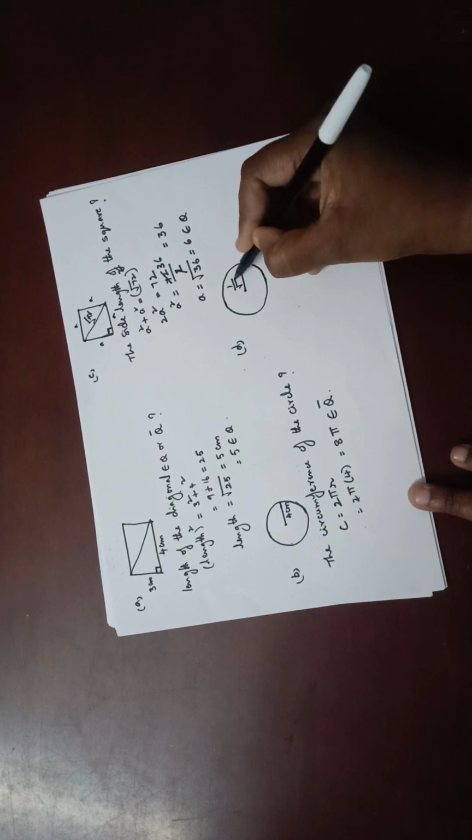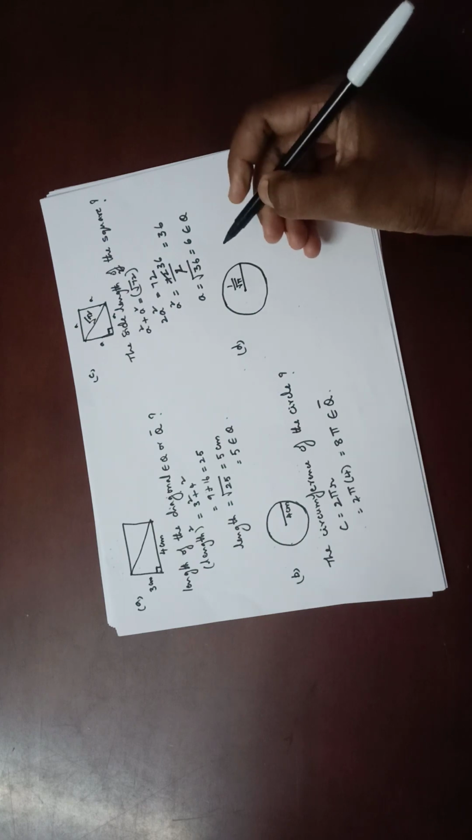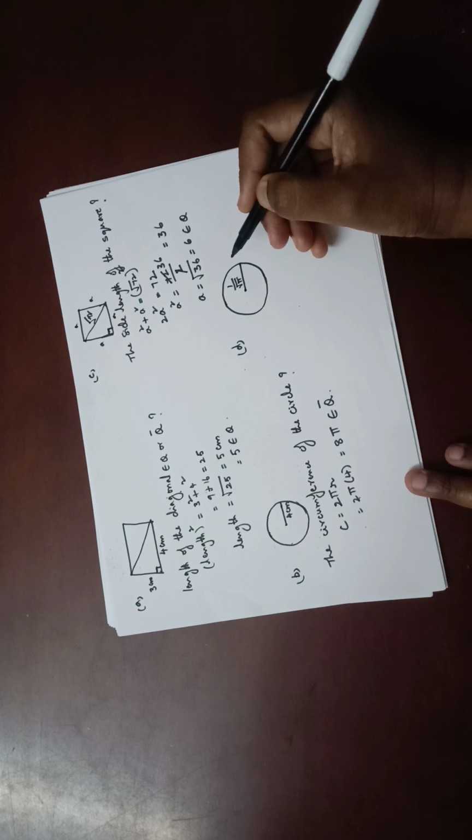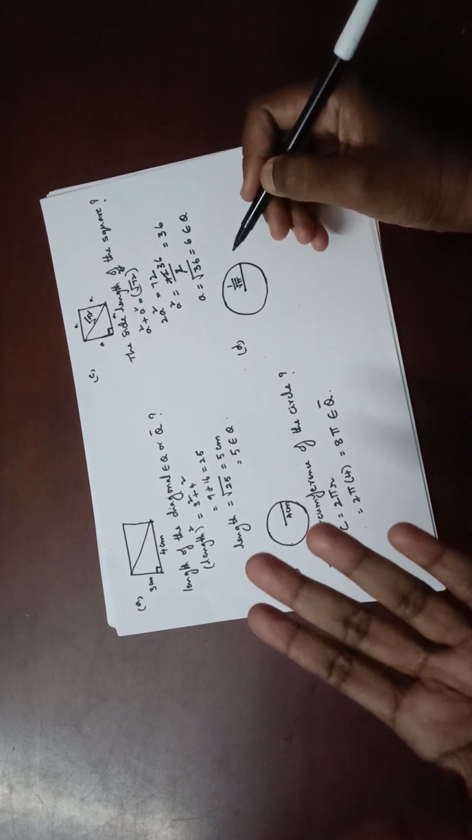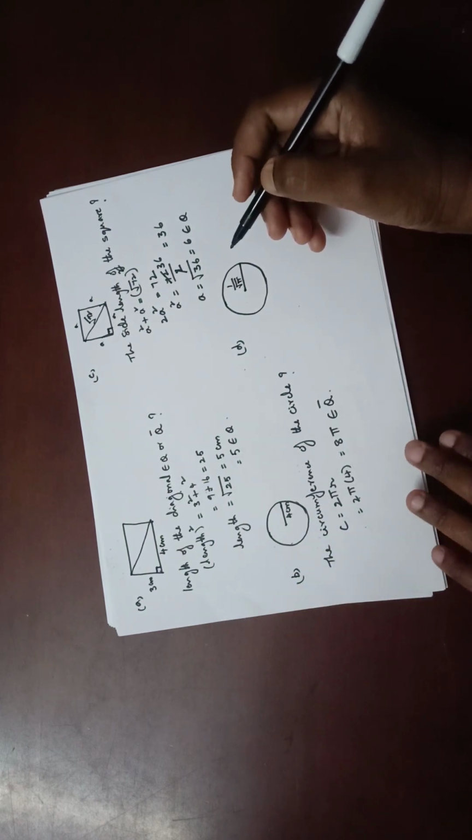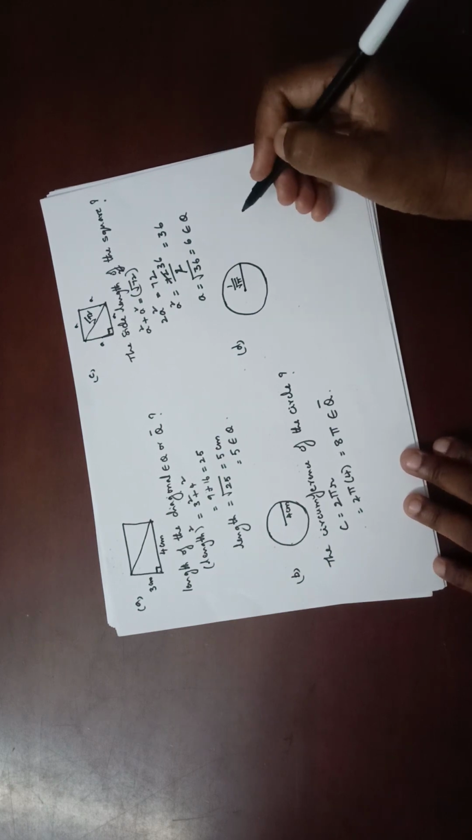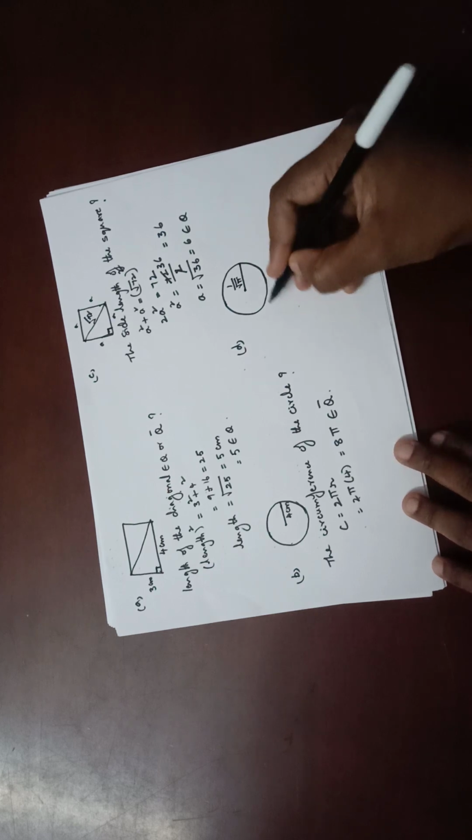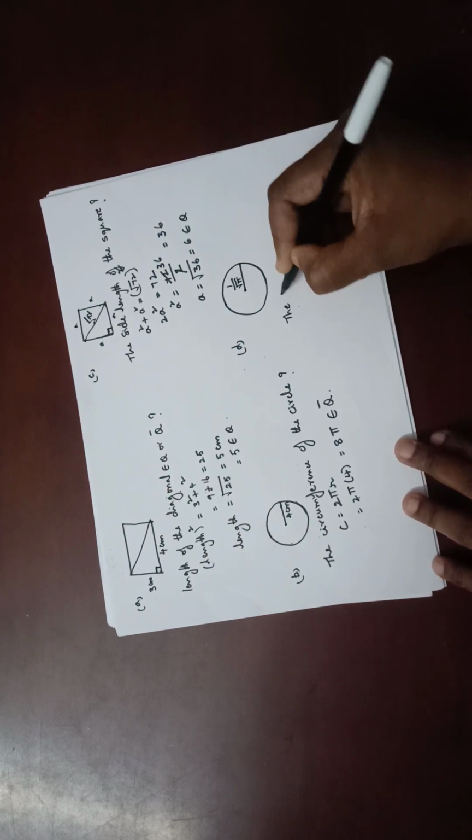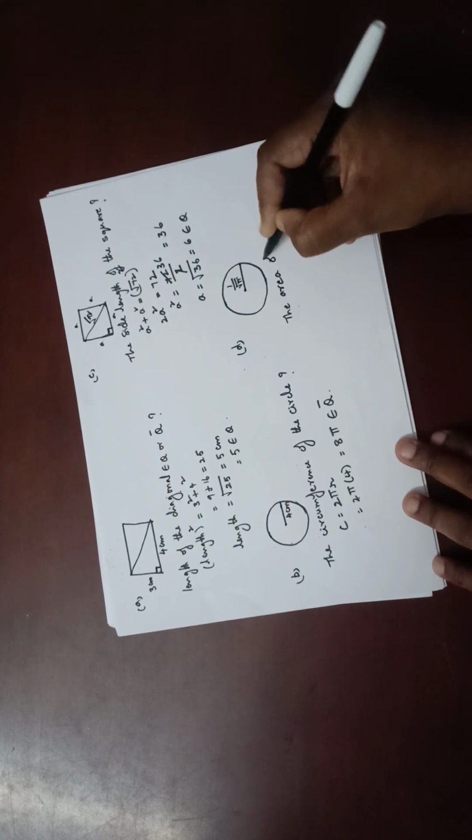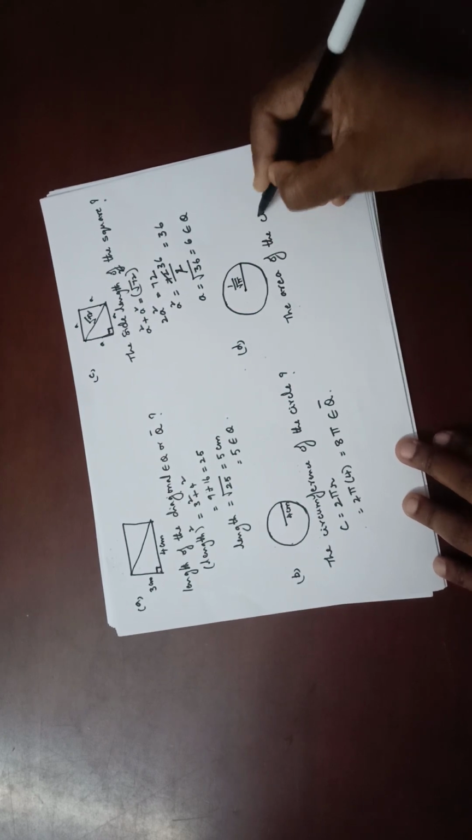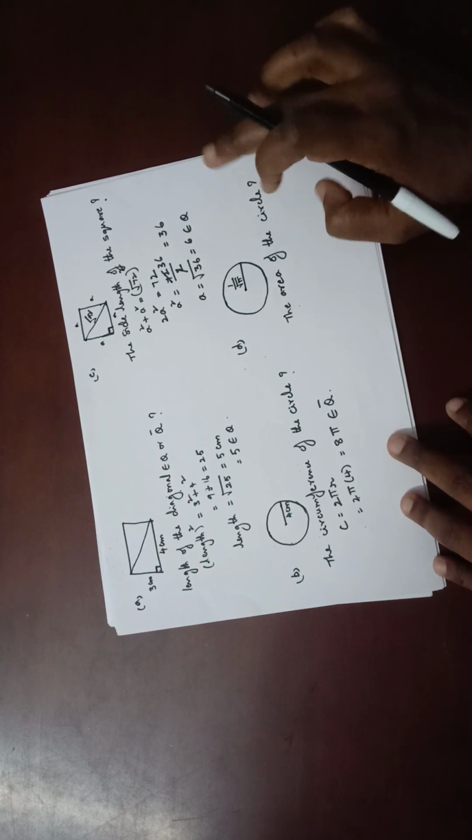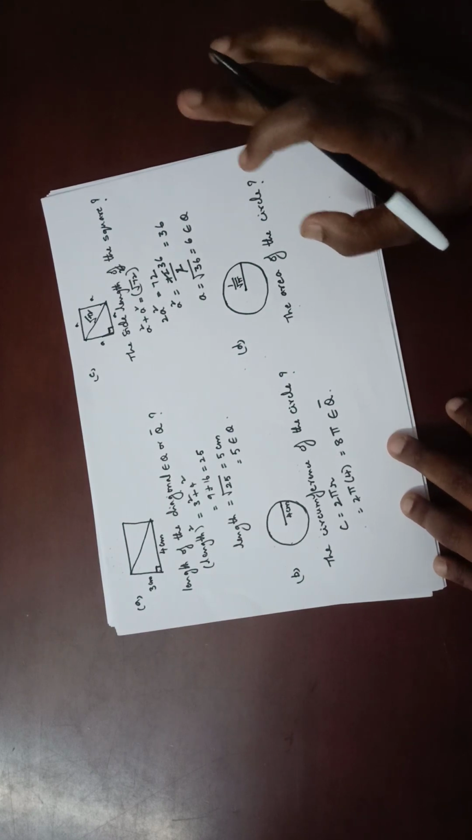Given that 1 by root pi is the radius, the question is: you should find out the area of the circle. Is that area of the circle a rational number or irrational? So this measurement, does it belong to the rational number set or not?